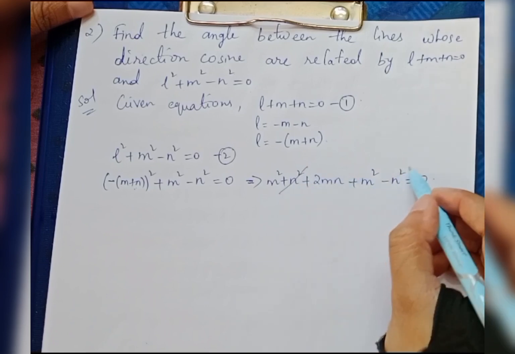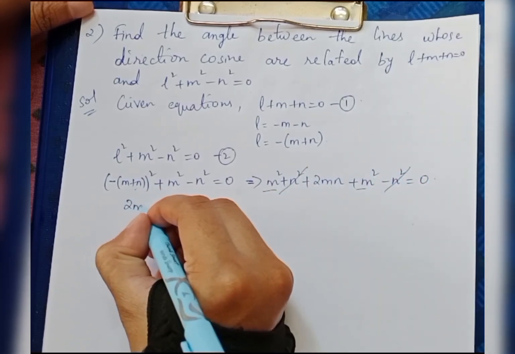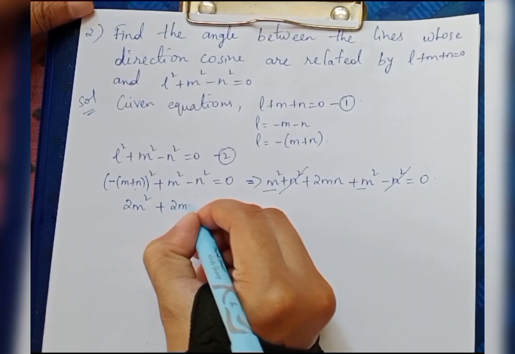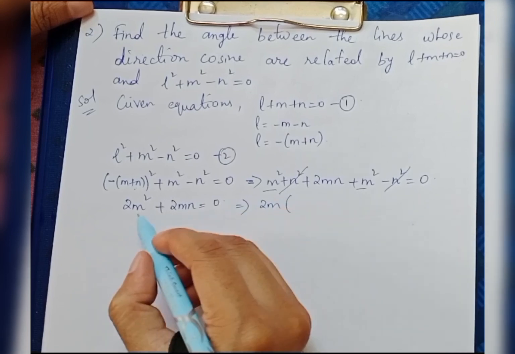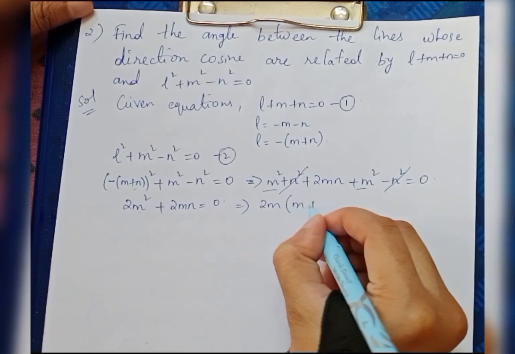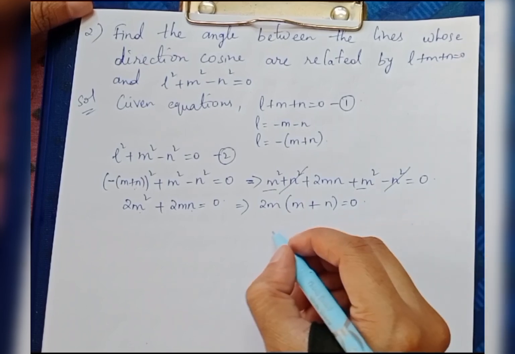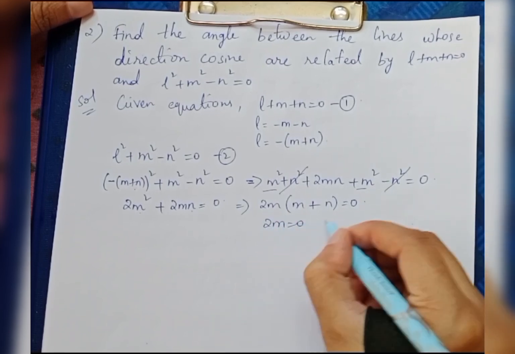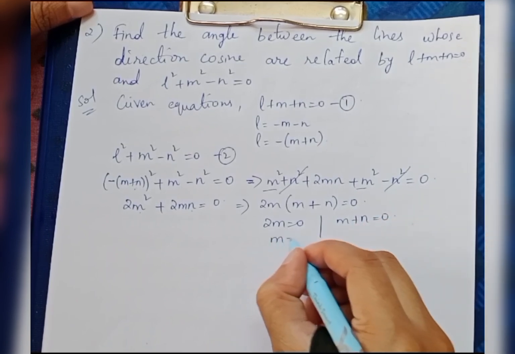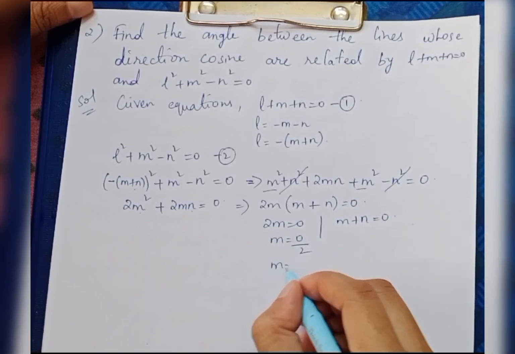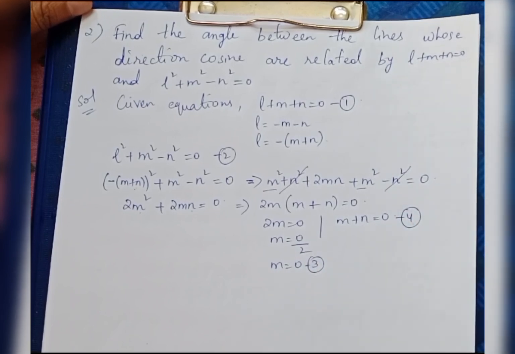So here plus n square minus n square gets cancelled. m square plus m square is 2m square plus 2mn equals 0. Taking 2m common, we are left with m plus n equal to 0. So from here we get two values. One is 2m equals 0 and the other is m plus n equal to 0. So m equals 0 by 2, which is m equals 0, will be equation 3, and this is our equation 4.